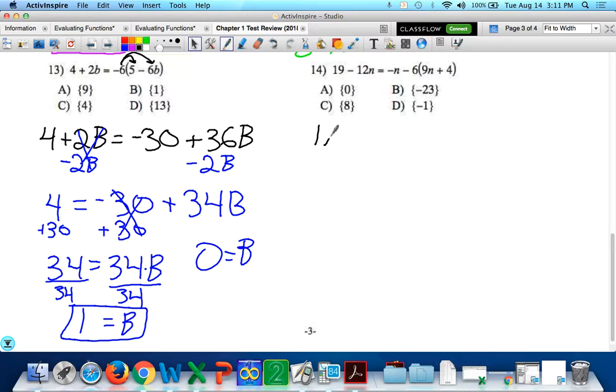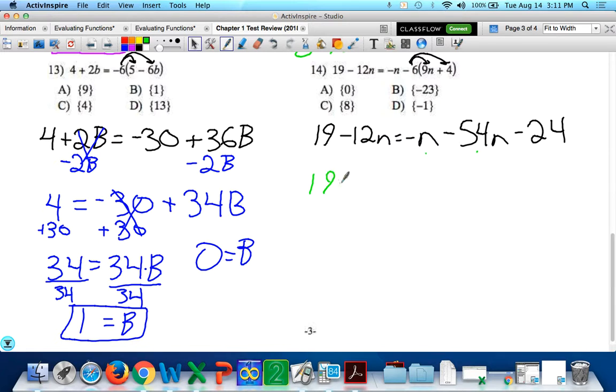A lot of you have already seen this problem in class today. 19 minus 12n equals negative n. This negative 6 distributes. We get negative 54n and negative 24. So it looks a little bit different because I went ahead and distributed. We've got some like terms on the right side. I clean those up before I start the rest of the problem. Negative 1n minus 54n just combines to be a negative 55n minus 24. Everything else stayed the same. Just combine these two like terms right here.